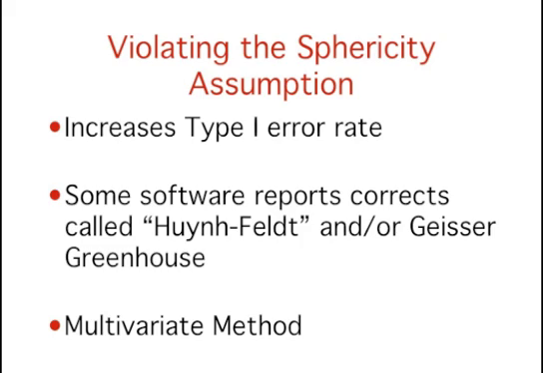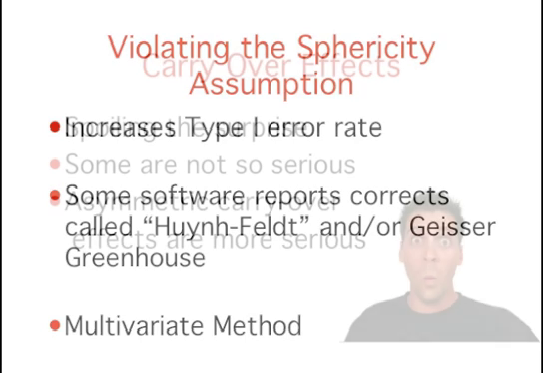A final method for dealing with violations of sphericity is to use a multivariate approach to within subjects variables. This method has much to recommend it, but is beyond the scope of this text.